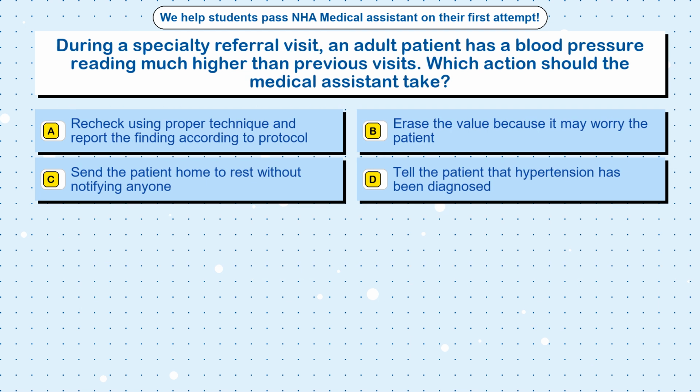Question 55. During a specialty referral visit, an adult patient has a blood pressure reading much higher than previous visits. Which action should the medical assistant take? Option A, recheck using proper technique and report the finding according to protocol. Option B, erase the value because it may worry the patient. Option C, send the patient home to rest without notifying anyone. Option D, tell the patient that hypertension has been diagnosed.